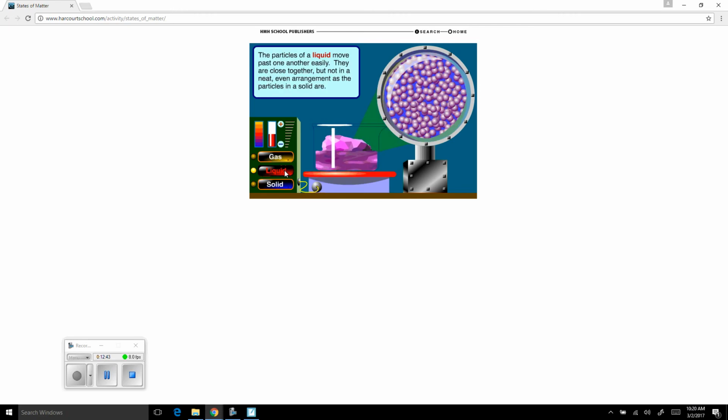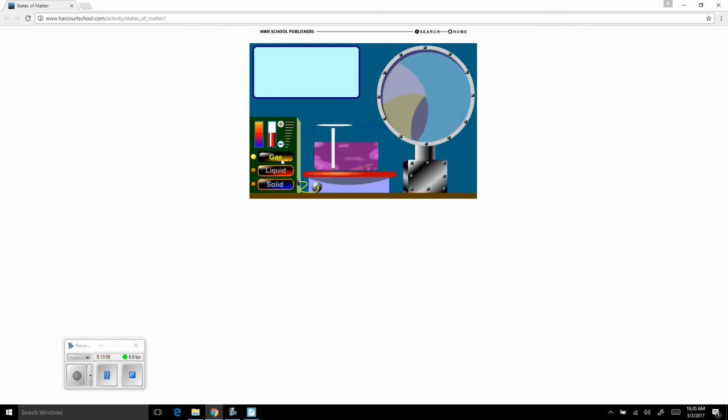With a liquid, now I'm decreasing some of the particles' potential energy, and I'm increasing some of the particles' kinetic energy. Notice not all of them, because a lot of them are still packed pretty closely together, but enough are moving that I've actually changed the phase of matter. Last but not least, a gas. Gases contain mostly kinetic energy and very, very, very little potential energy. That's because those particles are zooming all over the place.